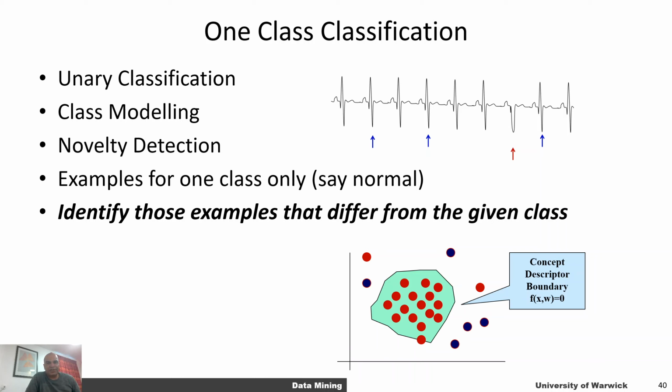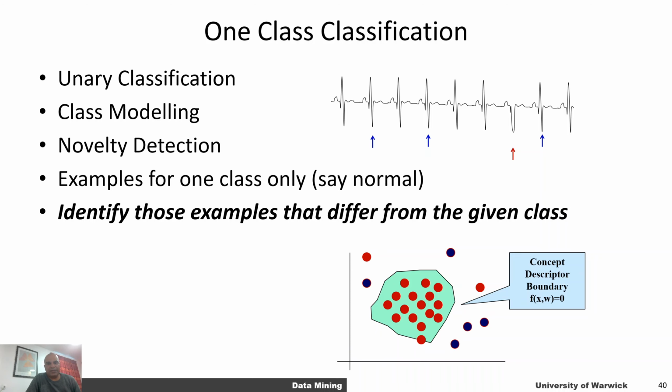Today we'll continue our discussion on various types of machine learning problems other than the binary classification or regression problems. And for that, what we are going to talk about today is called one-class classification. It goes by different names. It's also called unary classification or class modeling or novelty detection or abnormality detection or anomaly detection. There are so many different names for a very simple concept.